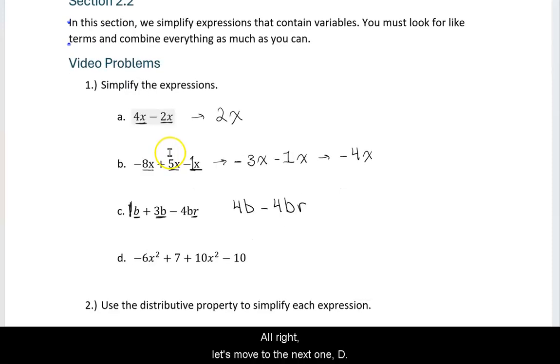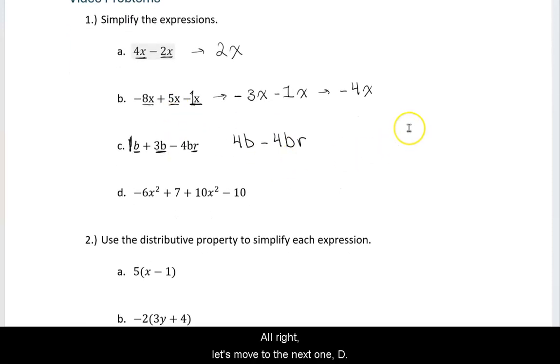All right, let's move to the next one, D. So notice they're getting bigger and bigger, right? C had 3 terms, D has 4 terms, but it doesn't change the process. All right, now this is the first time that we've seen an exponent on a variable. So if the variable and the exponent are the same, it means that they're like terms, okay? So I can go ahead and combine the negative 6x squared plus 10x squared.